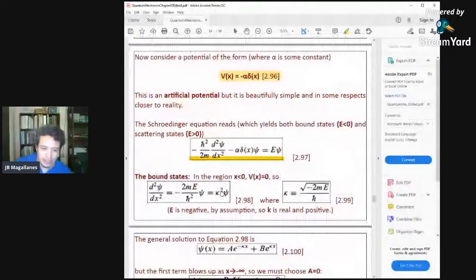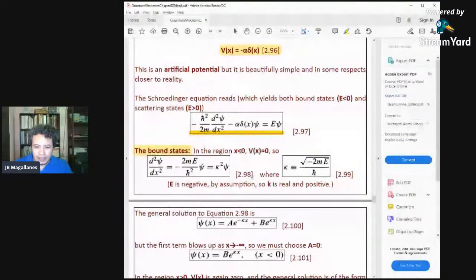So for the bound states, as we've said earlier, in the region x less than 0, V is equal to 0. The potential is equal to 0 if you're on the left side of the delta. But at x equal to 0, V of x is infinite, negatively infinite, because of this negative sign here.